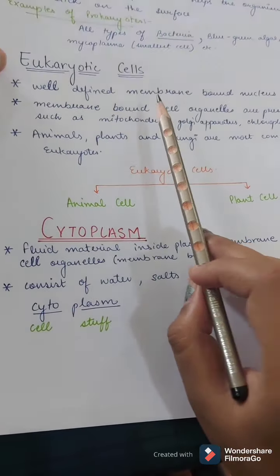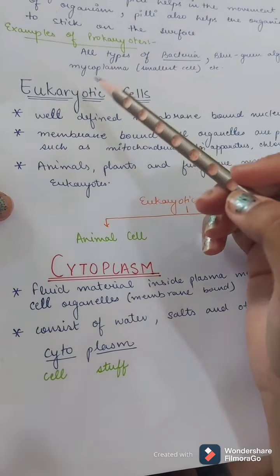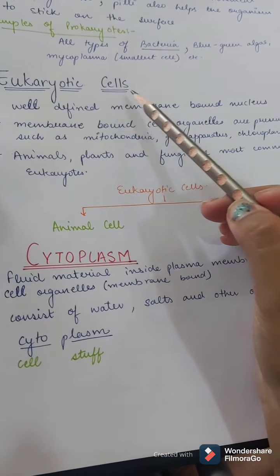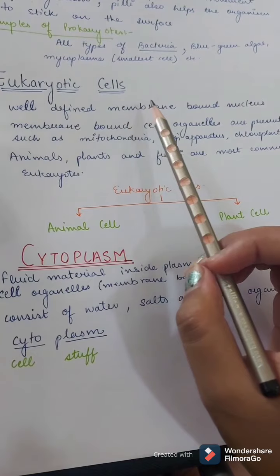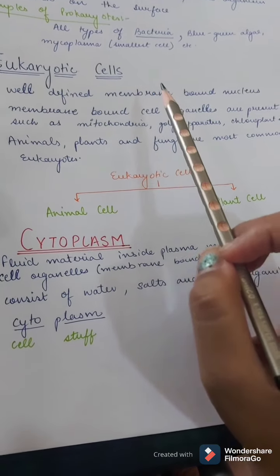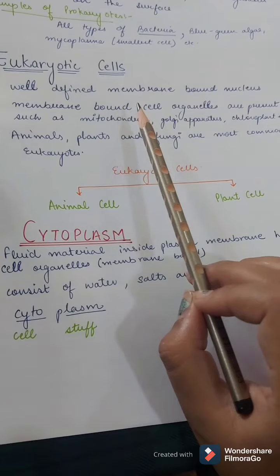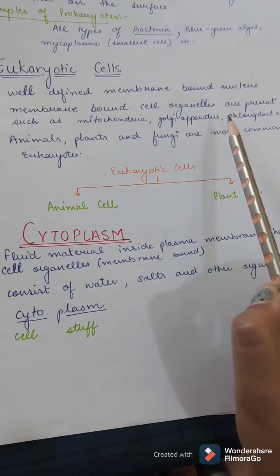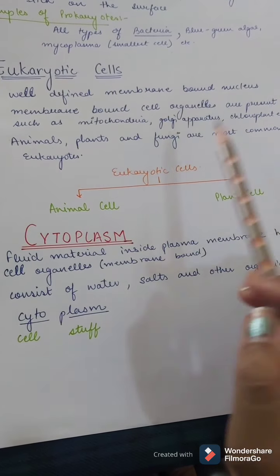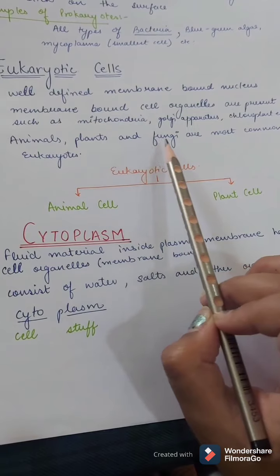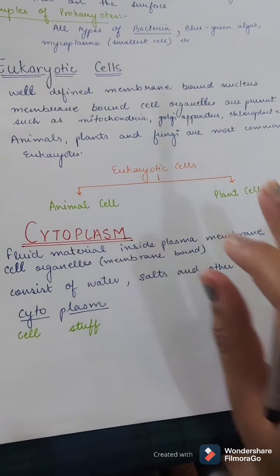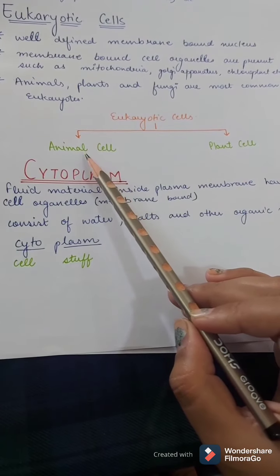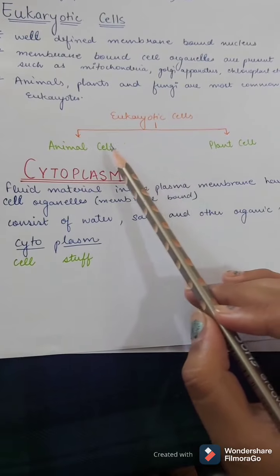Now talking about a eukaryotic cell. Eu means true and karyotic means nucleus. So in the eukaryotic cell, the nucleus is well defined and it is membrane bound. Also, there is the presence of all the membrane-bound cell organelles such as mitochondria, Golgi apparatus, chloroplast, endoplasmic reticulum, and so on. Animals, plants, and fungi are the most common eukaryotes we have known. Under eukaryotic cells, we will see what is an animal cell and what is a plant cell and what is the difference between the two.